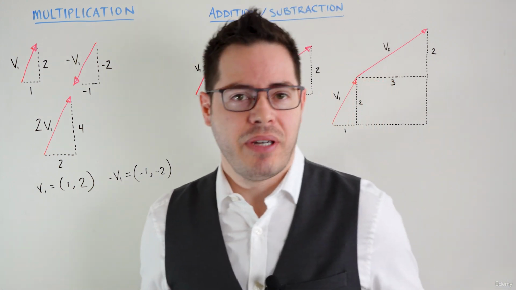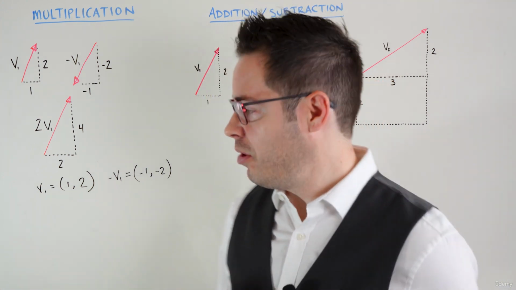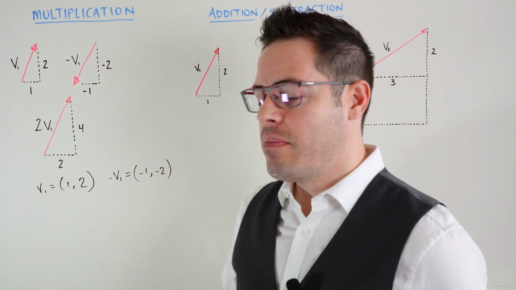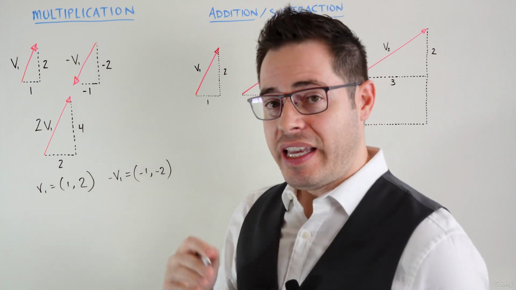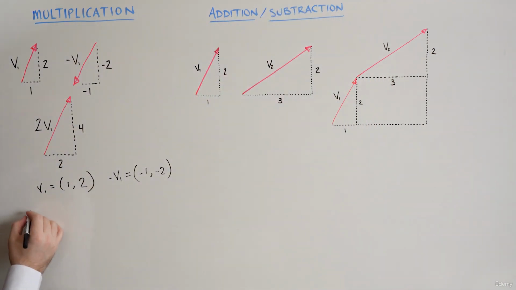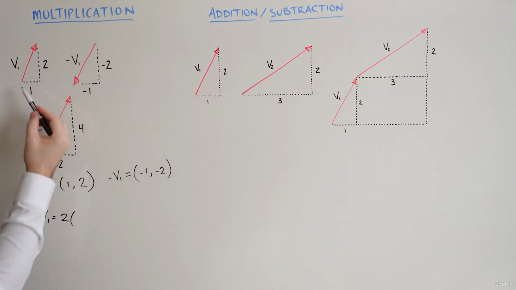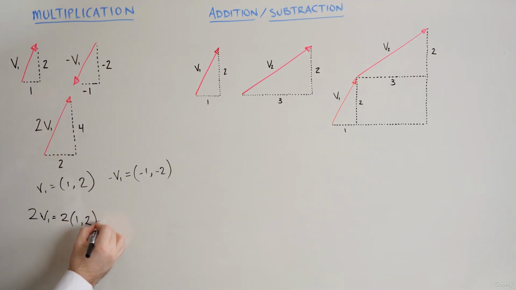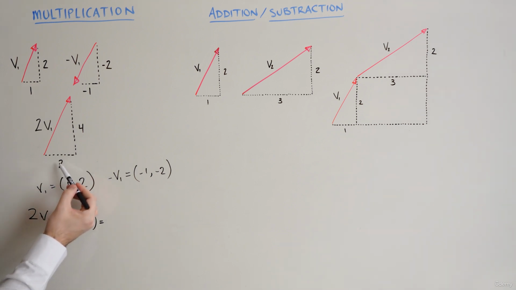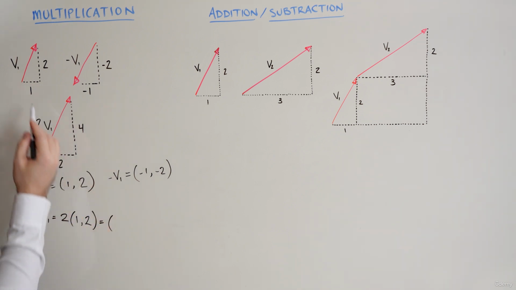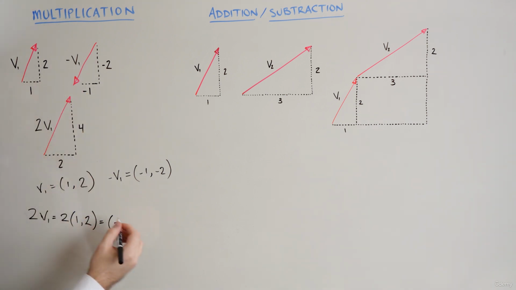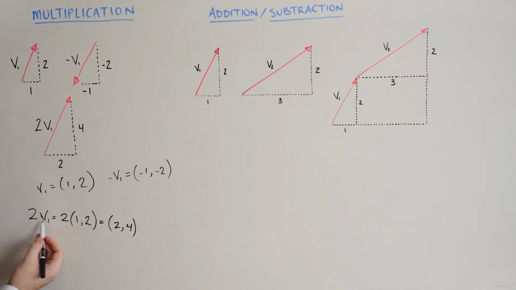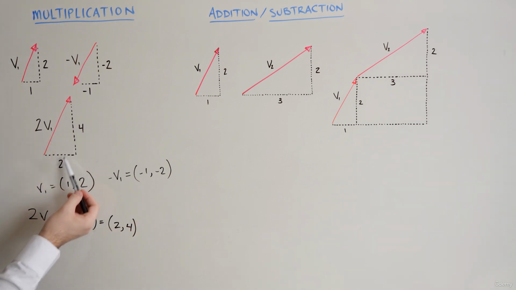Now let's talk about scaling by something other than -1. We've already seen that example. Well, if we take v1 and we multiply it by the scalar 2, we're going to multiply the x and y components each by 2 respectively. So 2 times v1 is going to be 2 times the vector 1, 2. And all we do is multiply x by 2. So 1 times 2 is 2. And we multiply y by 2. So 2 times 2 is 4. So 2 times v1 gives us this vector, 2, 4.